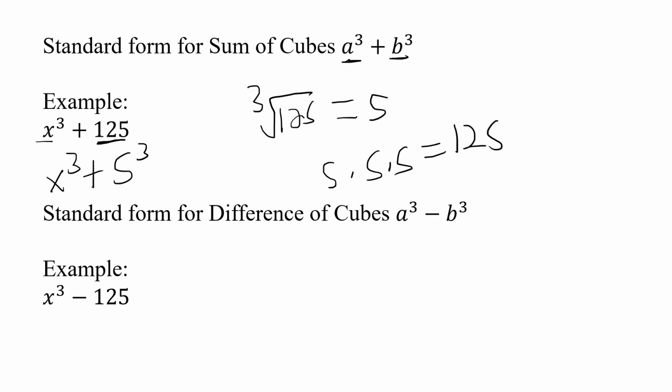Now, another kind of factoring that we have is a difference of cubes. And of course, that's when two cubes are subtracted instead of added. An example of that would be x cubed minus 5 cubed. So in both cases, we either have two cubes added together or two cubes subtracted from one another. Let's get into how to factor these special kinds of expressions.